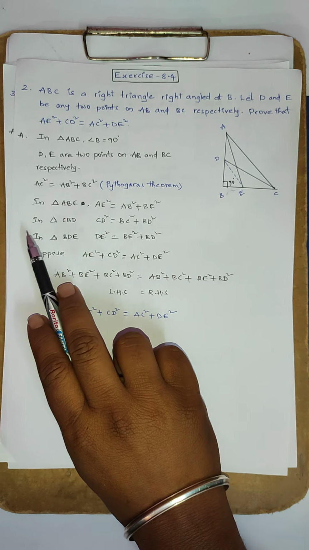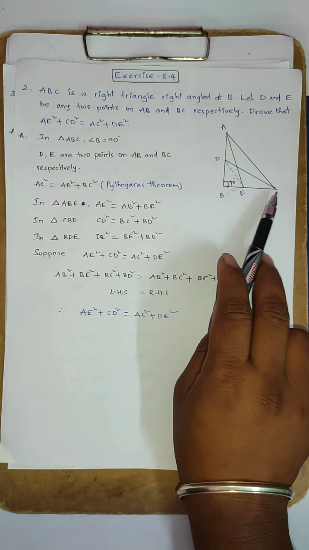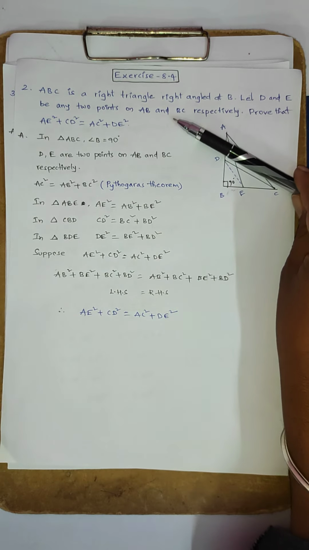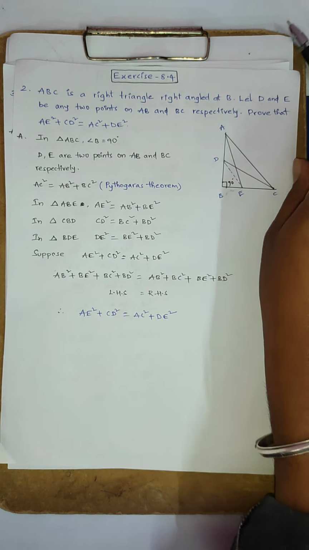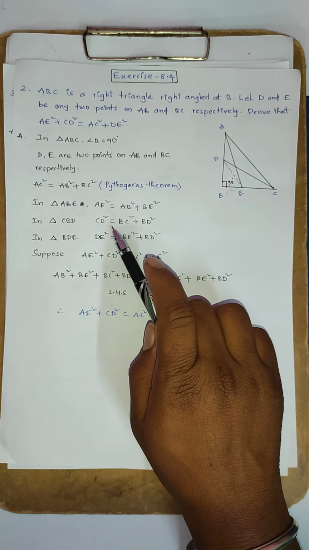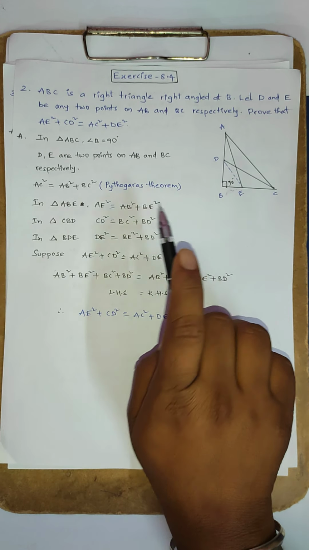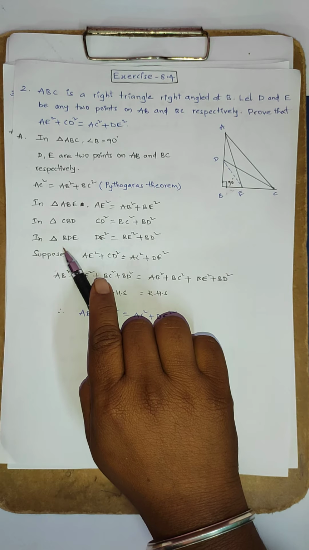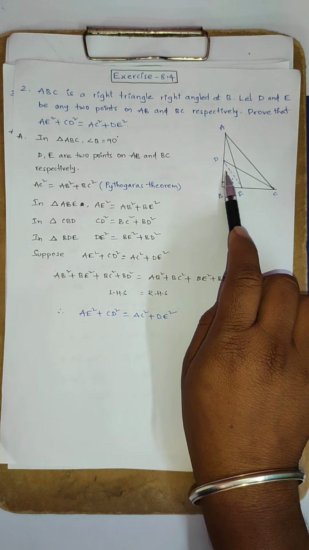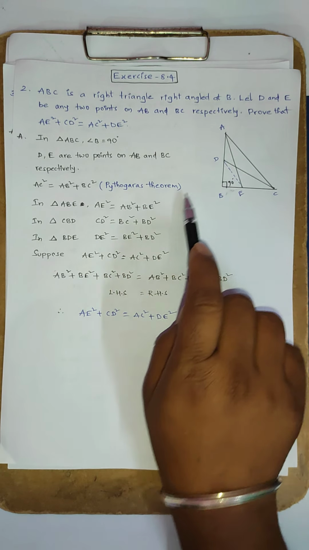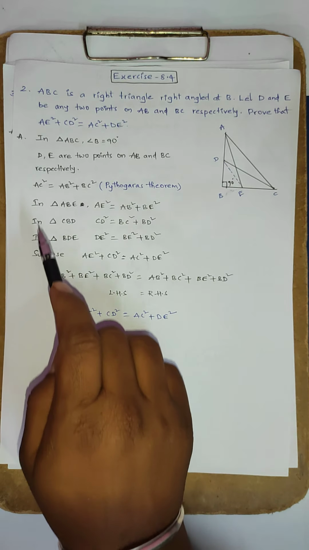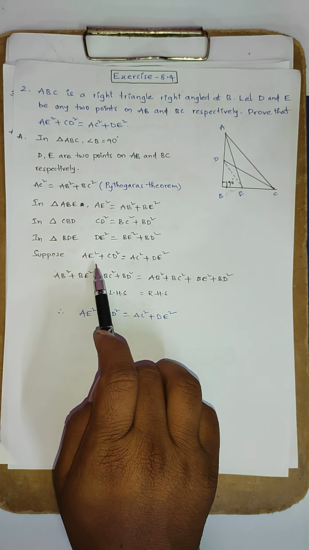In the same way, in triangle CBD, the hypotenuse CD square is equal to BC square plus BD square. In triangle BDE, a very small triangle, DE square is equal to BE square plus BD square. These are given in the problem, and we need to show this.